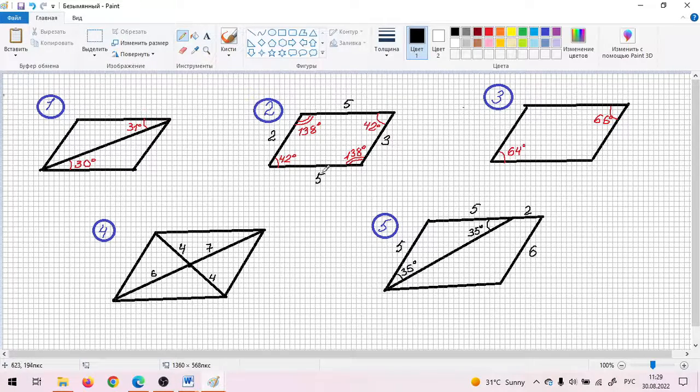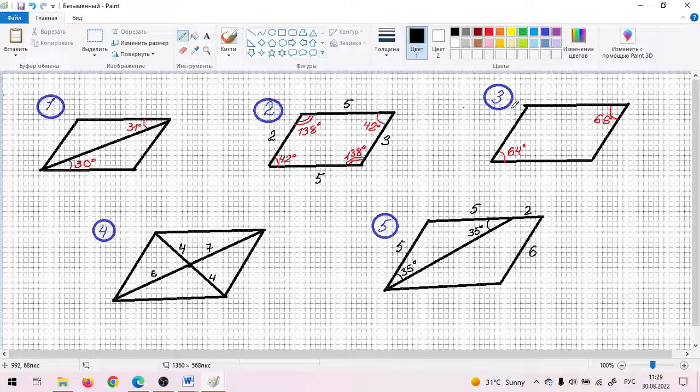The task number 2. Here you can see a parallelogram. Opposite angles are equal. You can see 138 degrees, 138. 42 and 42 degrees. Yes. And opposite sides must be equal too. Here is 5, 5, and here is 2, 3. It's a problem. So it's a mistake.